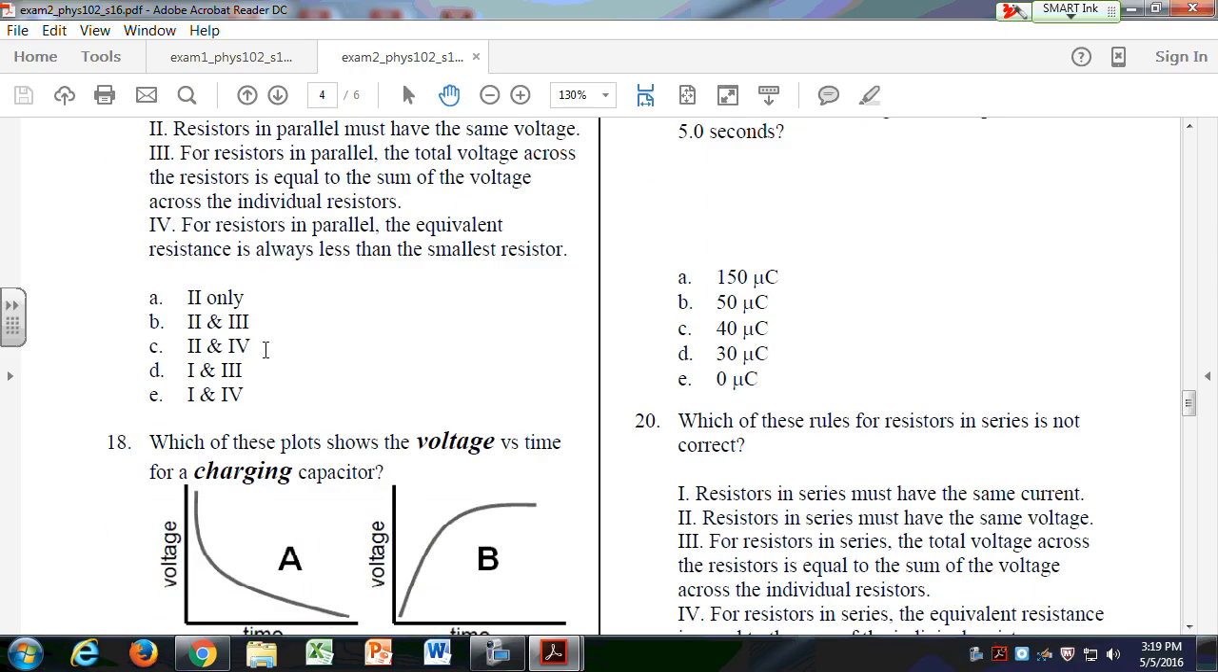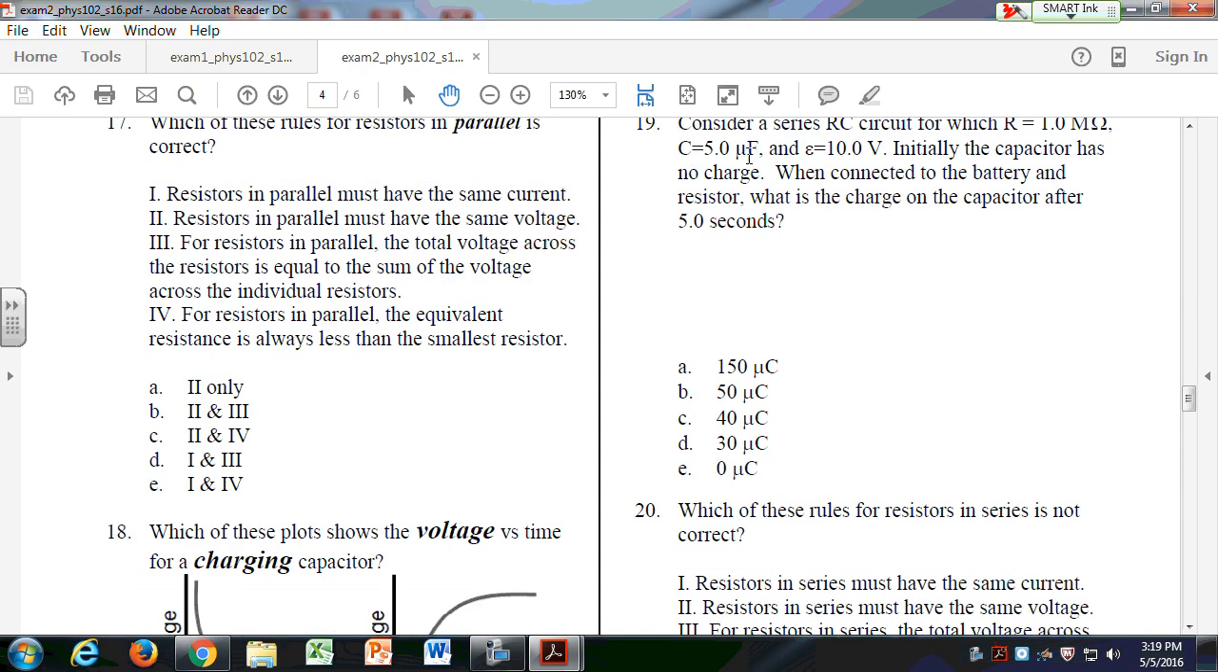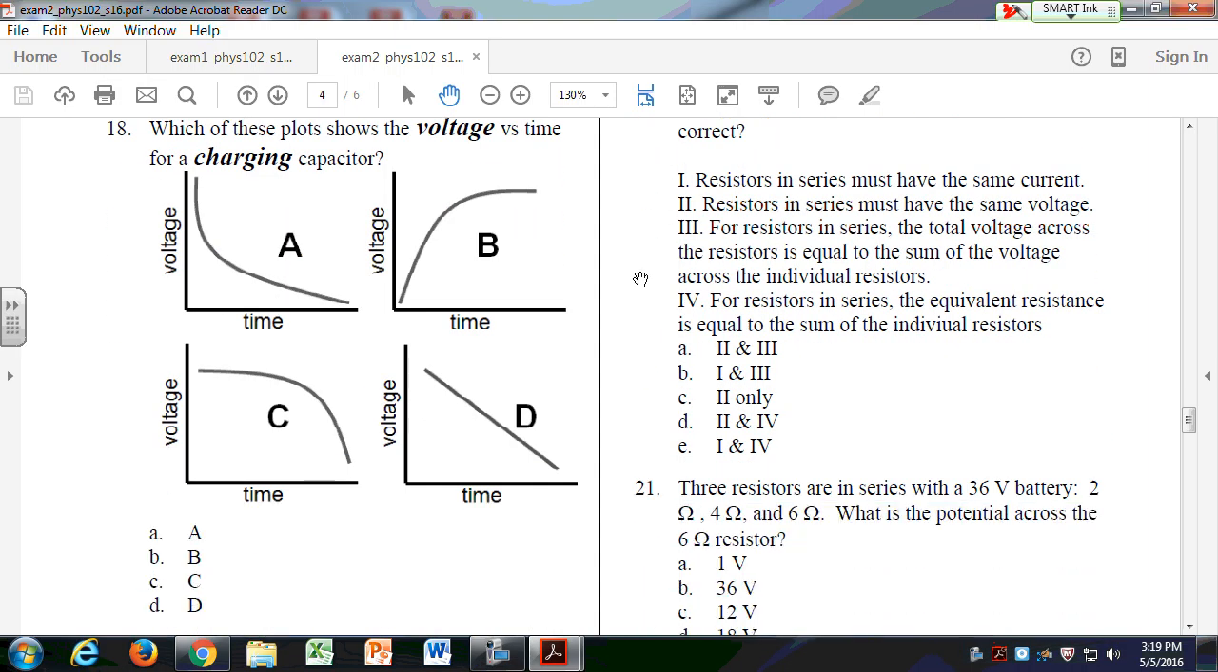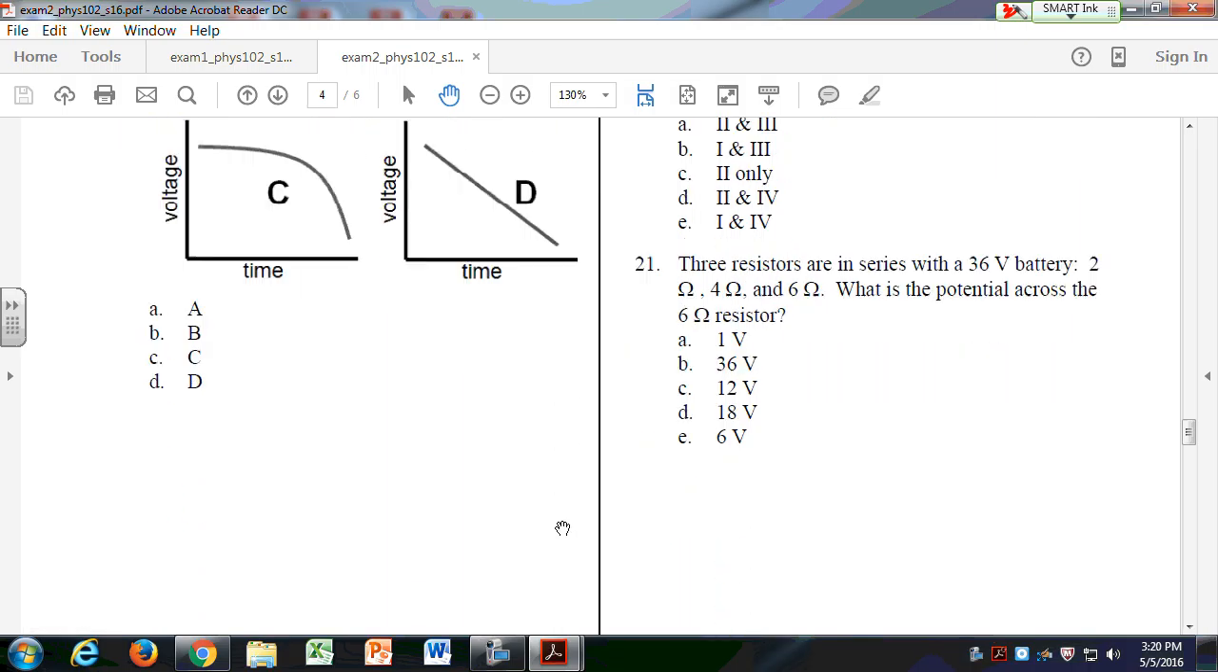Resistors in series and parallel. You have RC circuits, being able to calculate those. Just make sure you know what's on the equation sheet regarding those and that you're able to use them. Also know how they act over time.